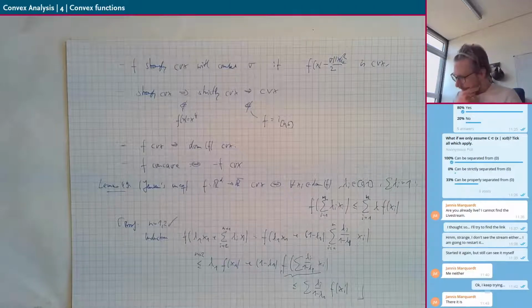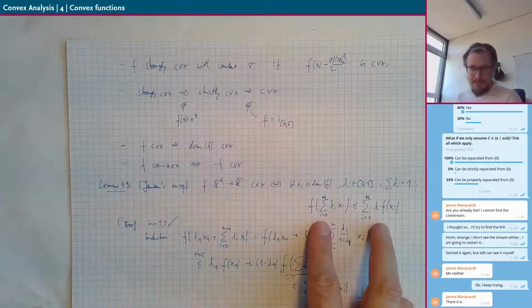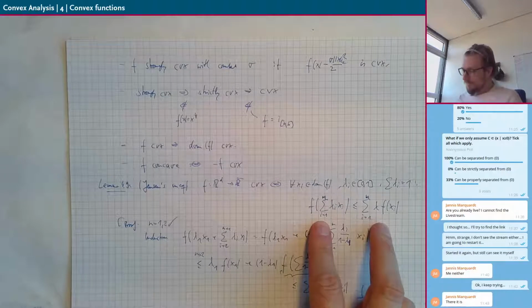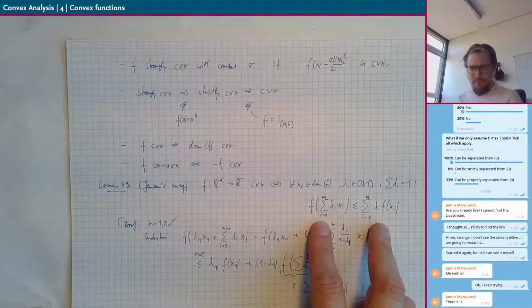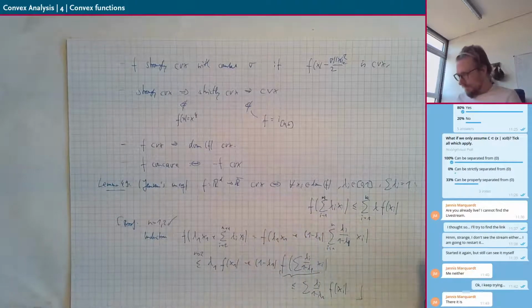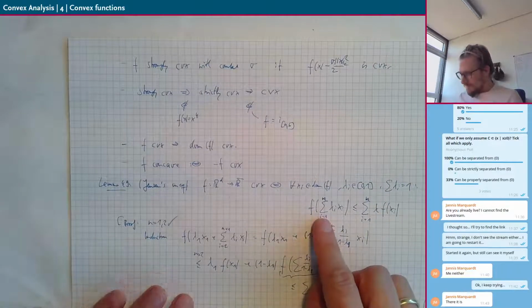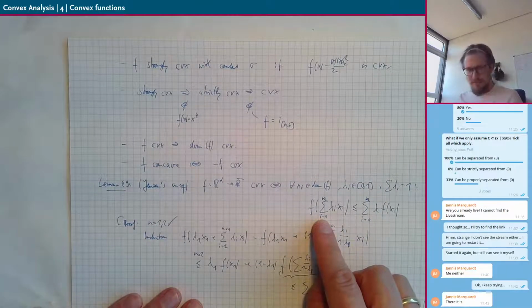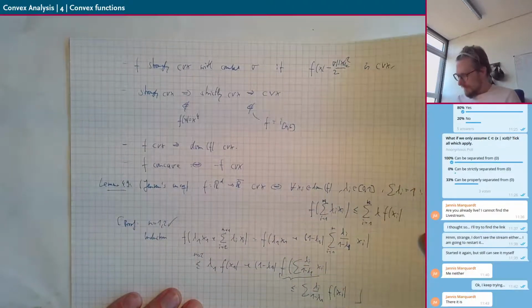Okay, so probably we're going to need it, but actually it's also true for integrals over domains with measure 1. So if we replace this sum here by an integral over a domain with measure 1, then it works.